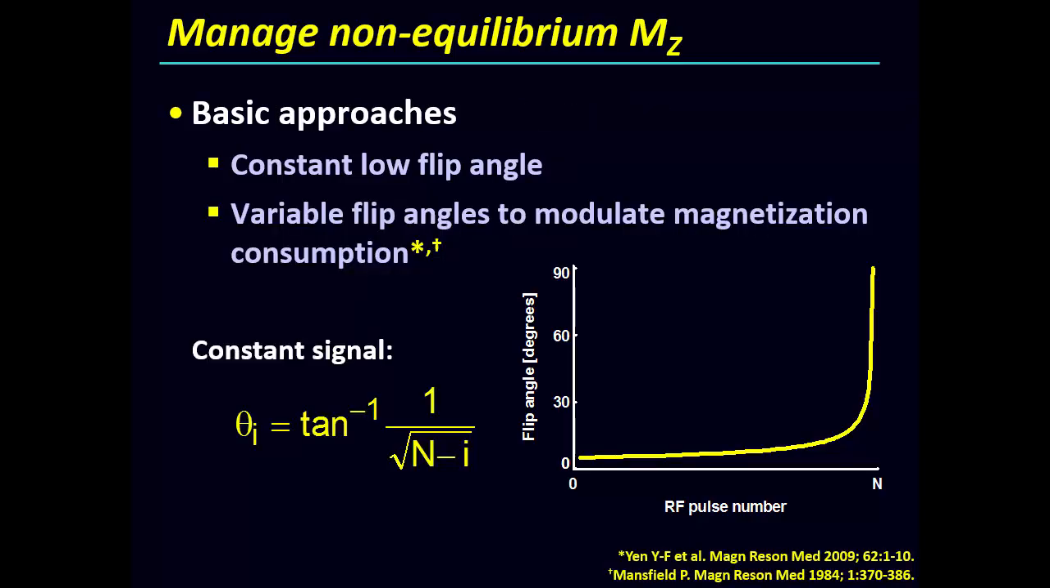Now, we can get a little bit more advanced from just using the constant low flip angle and turn to variable flip angles during the acquisition, which lets us modulate the consumption of the magnetization. The most common way that this is applied is that you derive a set of flip angles that come from the equation shown here that give you constant signal in the absence of T1 relaxation. This was in fact envisioned quite a few years ago by Peter Mansfield and has been used in lots of hyperpolarized applications. Here's an example of the pulse history that we might get for, I think, about 30 pulses. And one thing to note is that the last pulse is 90 degrees. So at the end of the acquisition, you use up all the remaining magnetization, but maintain a constant signal.